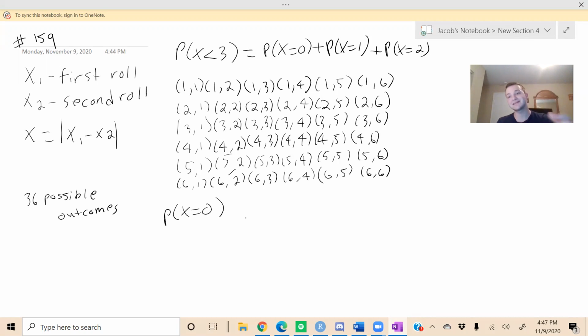Well, we know X is the absolute value of the difference of the 2 rolls. So when X is 0, that implies we need to roll the same number both times. As you can see, there are 6 possible ways to do that. You can roll 1s both times, you can roll 2s both times, all the way up to rolling both 6s. So we know that this is 6 divided by the total amount of outcomes, which is 36. So this is 1/6.